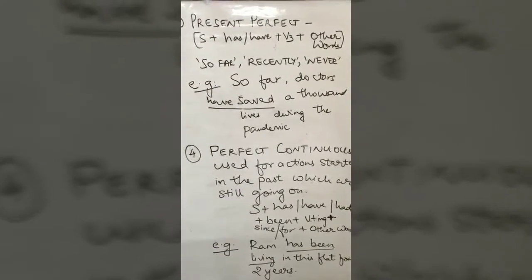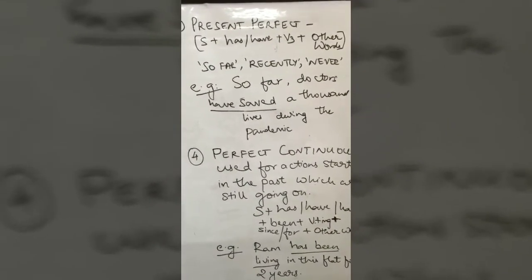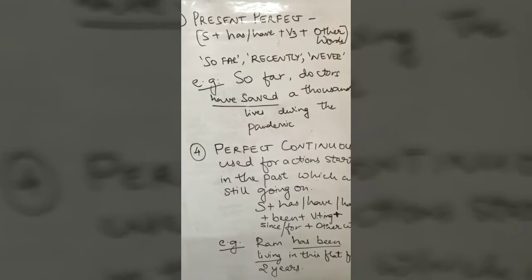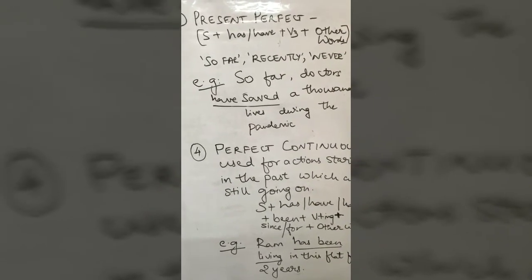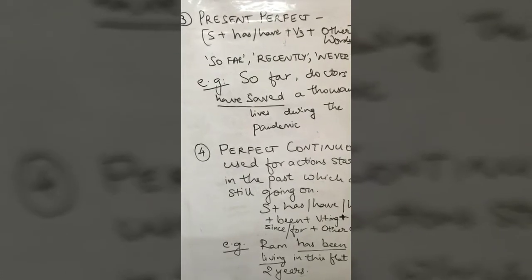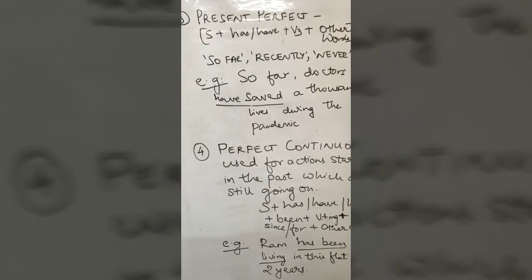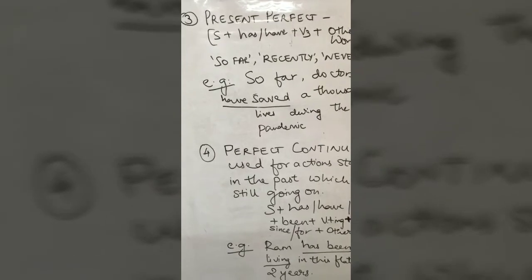So the next rule is on the present perfect tense. So what is present perfect tense? What this rule is saying is that whenever we use words such as so far, recently or never, we have to use a present perfect tense of the verb. Present perfect tense is nothing but has or have plus the V3 form of the verb.